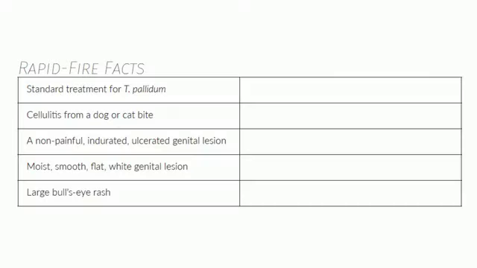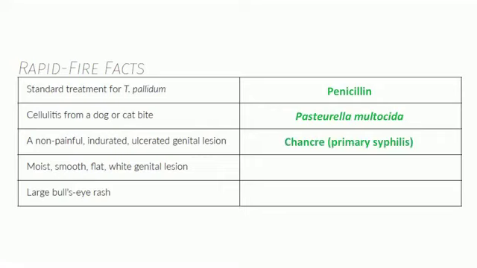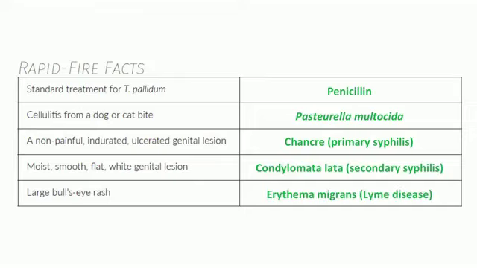Number 1, standard treatment for Treponema pallidum, penicillin. Number 2, cellulitis from a dog bite or a cat bite, Pasteurella multocida. Number 3, a non-painful, indurated, ulcerated genital lesion, chancre of primary syphilis. Number 4, moist, smooth, flat, white genital lesion, that would be condyloma lata of secondary syphilis. And large bullseye rash, that's erythema migrans due to Lyme disease.